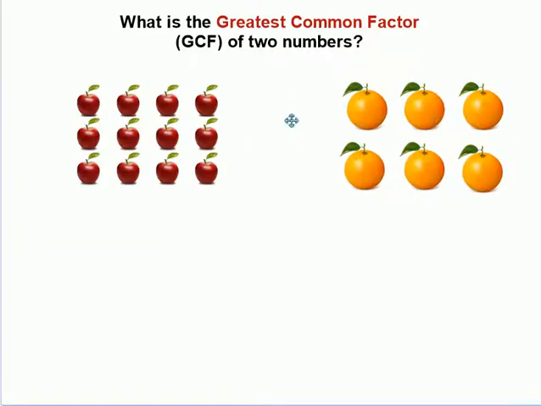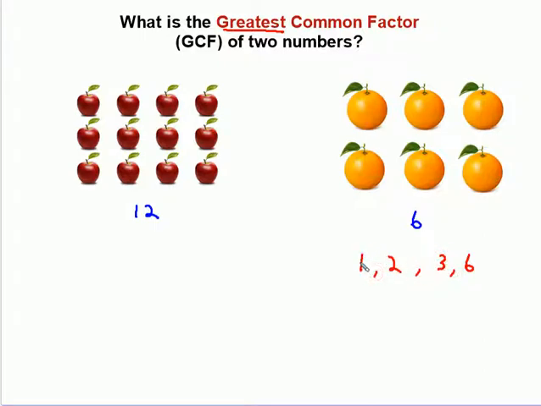The greatest common factor is simply the largest factor that two different numbers have in common. In this case, we have 6 oranges and we have 12 apples. We want to find out the greatest common factor between 12 and 6. So we're going to start by listing the different factors. We did 6 last time. We know that 6 is 1 and 6. Those are 2 factors. And then also we have 2 and 3, which gives us a total of 4 factors.